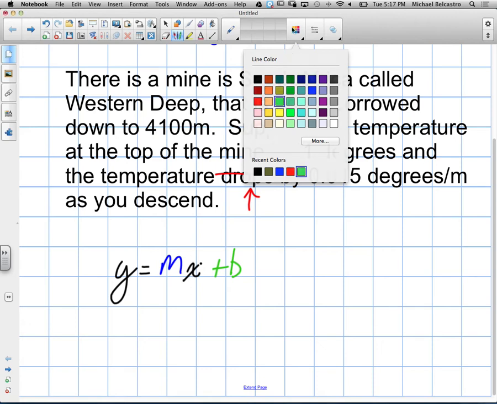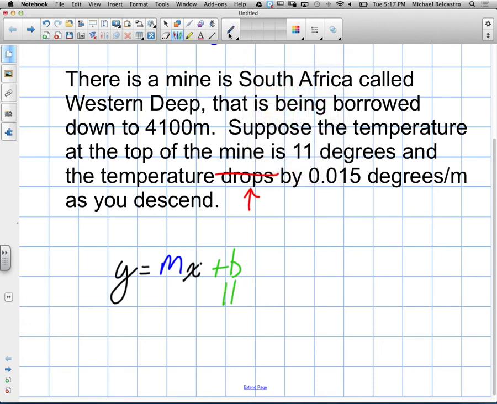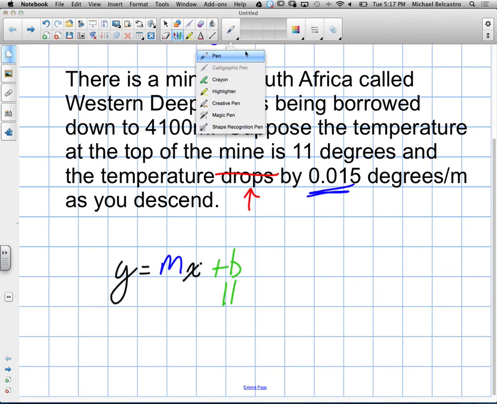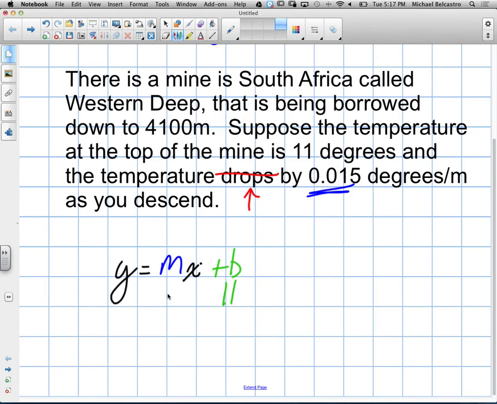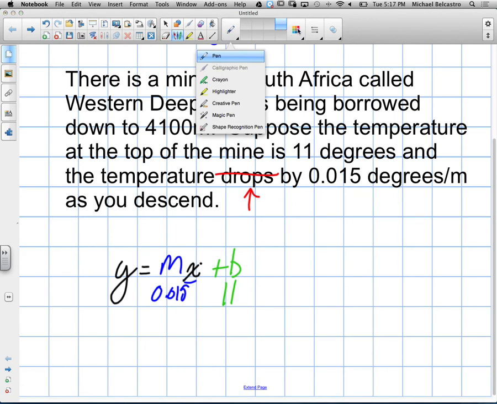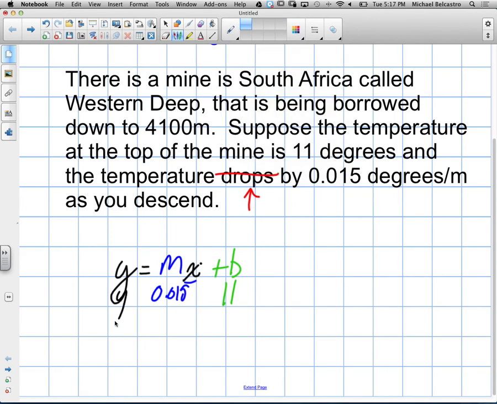So our b is going to be the value of 11. And our slope is what it's changing by, so it's going to be 0.015 degrees. Okay, so we'll make that in blue. Now we still have our y and our x. So y equals 0.015x plus 11, and I'll rewrite that so it looks nice here: y equals 0.015x plus 11. So we've built this, and that's not really what we're focused on. What we're trying to focus on is putting this in function notation.